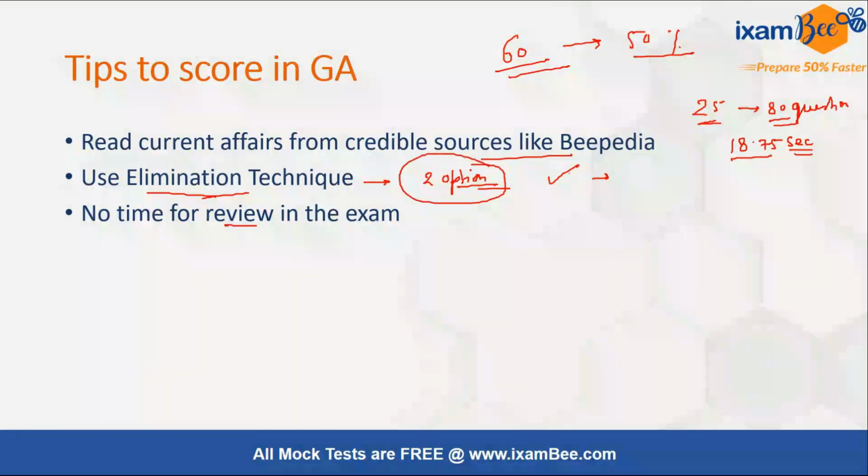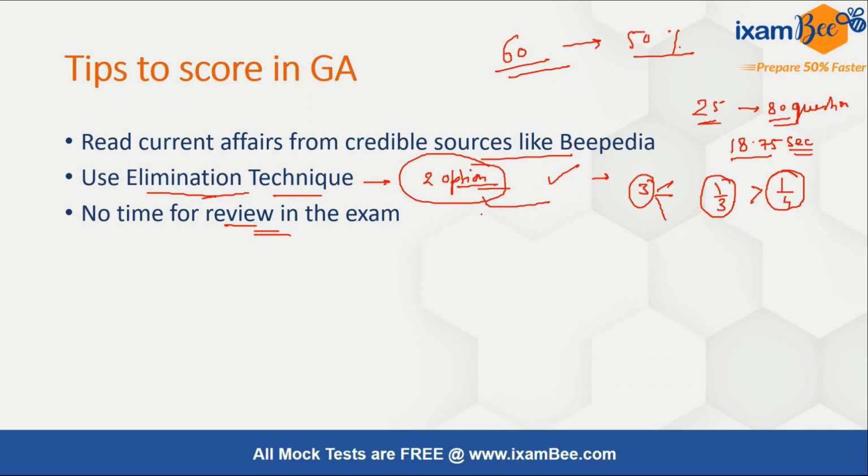Eliminate two options. Then from the three remaining, whatever you think is best, please mark it, because there is a science behind it. There is a probability of getting the right answer, and that probability is 1 by 3, which is higher than the negative marks you are going to get, that is 1 by 4. So please do this elimination technique. Always be scientific in your approach, and there is no time for review. Quickly read it, read all the options, mark it.